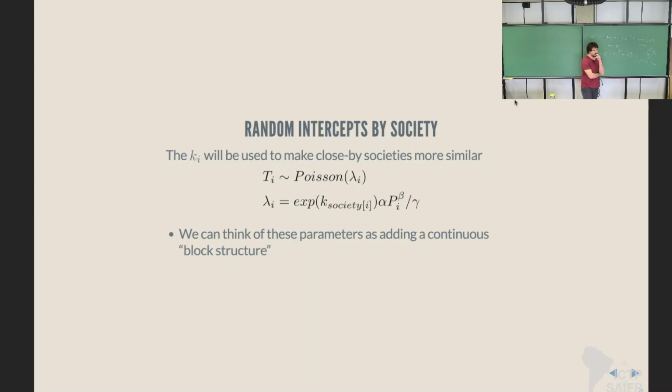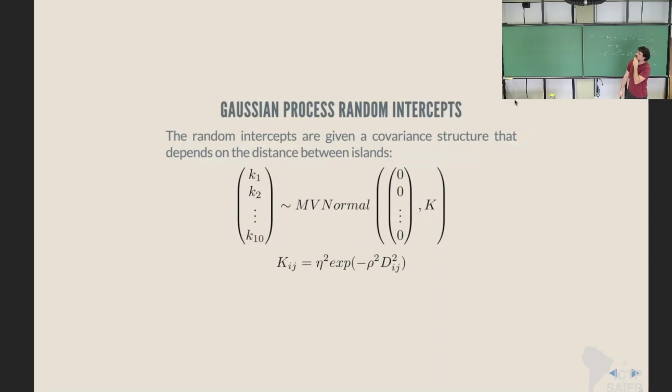Just to be clear, K is a parameter that we're going to fit based on our distance matrix? Yes, it's going to be dependent on the distance. And I'm going to show you in a couple of slides how it depends on the distance. But the idea is that these guys should capture some aspect of the distance between the populations. How do we do that? We do that by using something called a Gaussian process, okay?